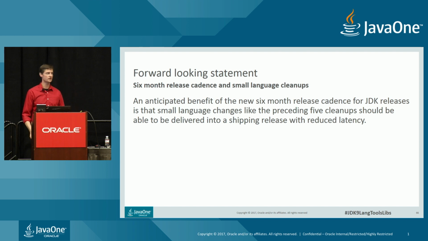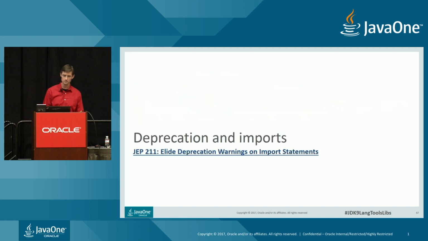So you may have heard at the keynote or earlier about the new 6-month release cadence we're transitioning to for the JDK. One of the benefits we think we'll have from this release cadence is that these sort of small language changes will be delivered more quickly, and they won't be backed up behind a large language change before. So we're looking forward to that, to get these sorts of small language cleanups available to developers sooner.